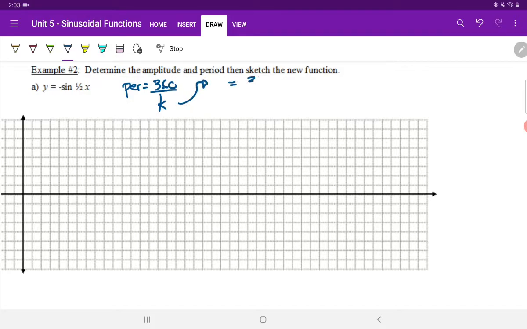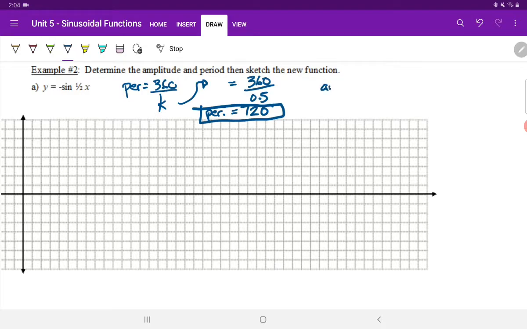One half. So 360 divided by 0.5. Therefore, this is going to equal 720 degrees. That's what our period is going to be. Okay, it's good to know. It's going to help me when I'm doing my scale on my graph.